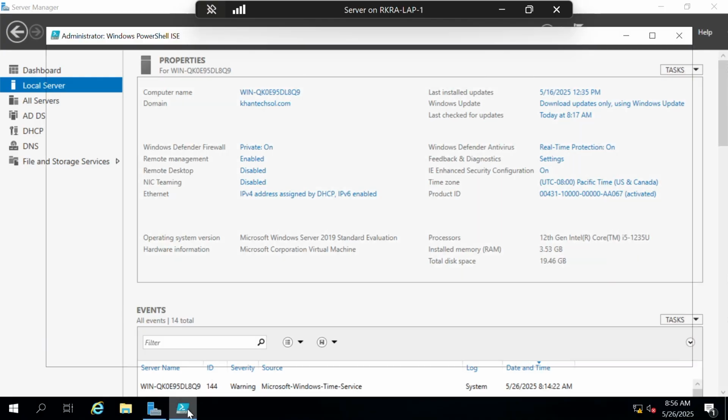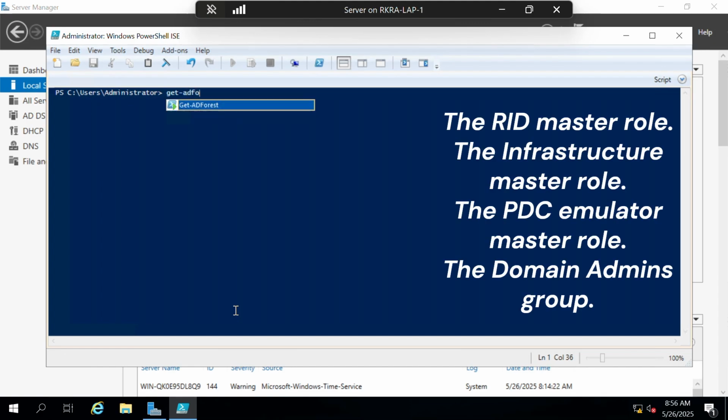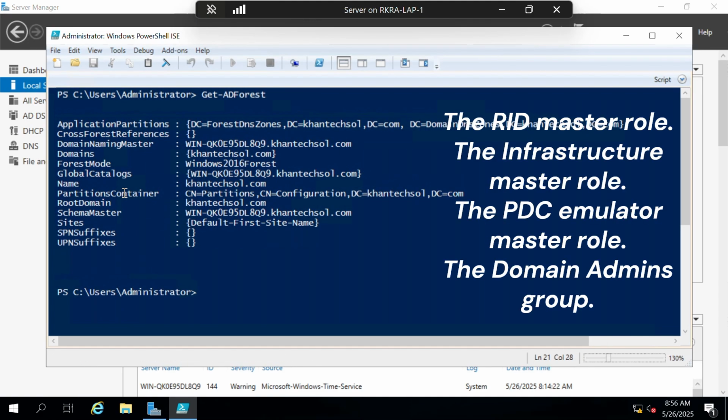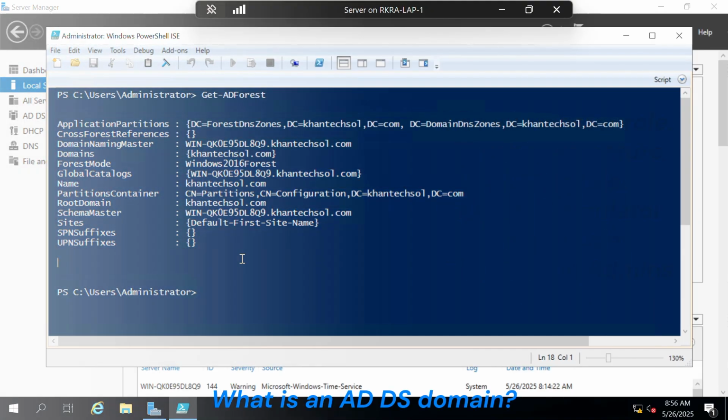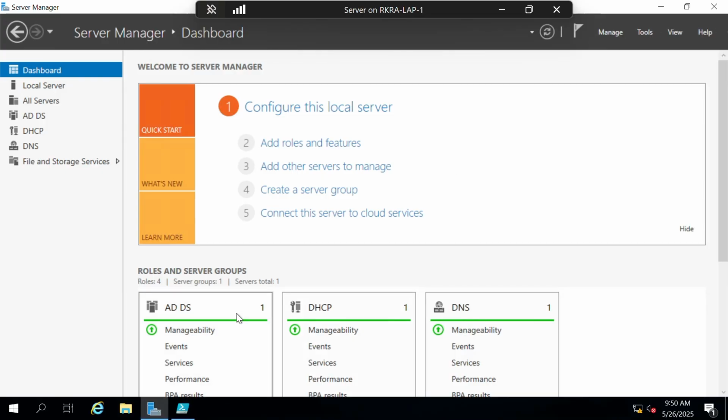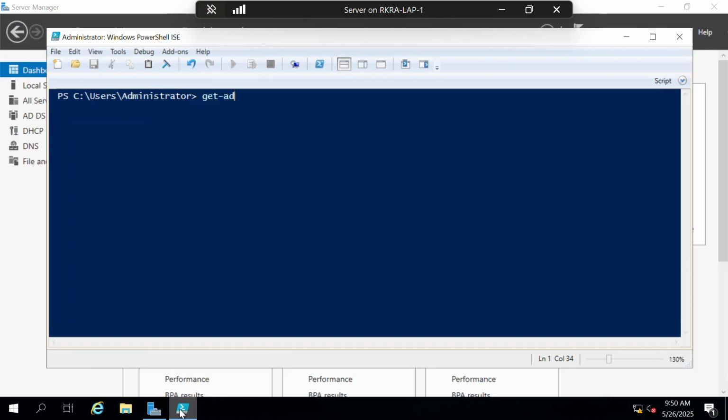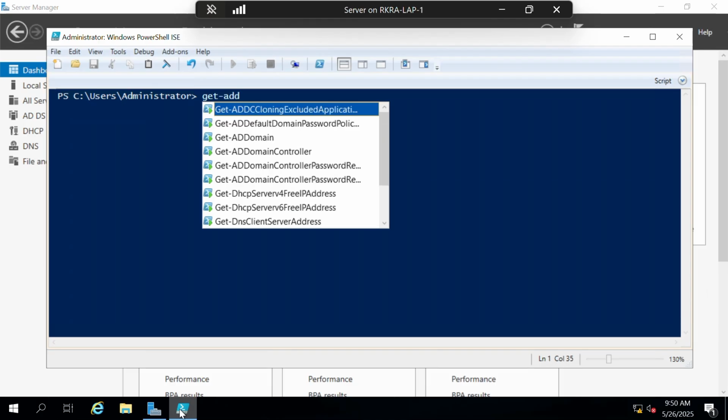The following objects exist in each domain, including the forest root: the RID master role, the infrastructure master role, the PDC emulator master role, and the domain admins group. What is an ADDS domain? An ADDS domain is a logical container for managing user, computer, group, and other objects.